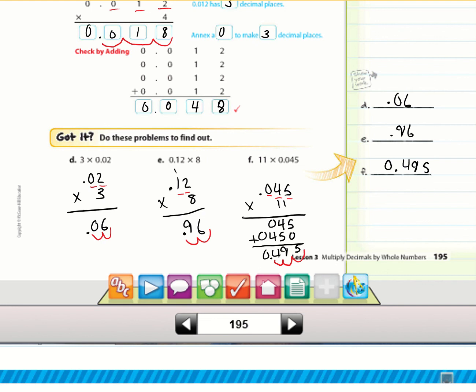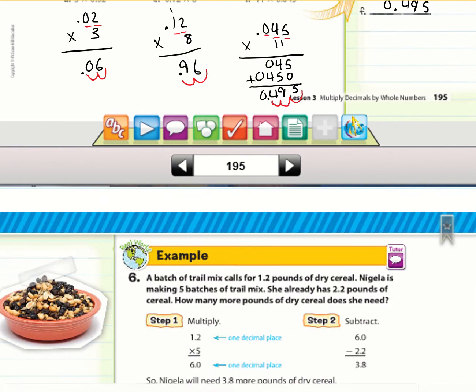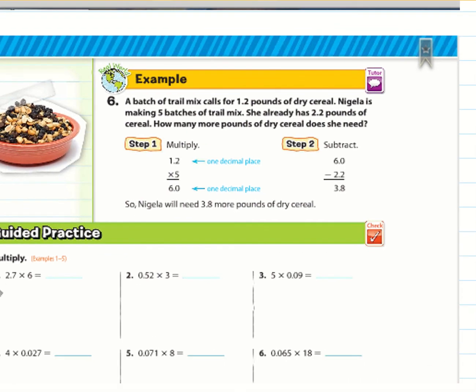And just because 11 is now in our tens column, the rule still applies. So we have 3 decimals to the right of the decimal place. We have 3 loops to find out where the decimal place goes. So we're going to move on. We're going to move on to example 6.